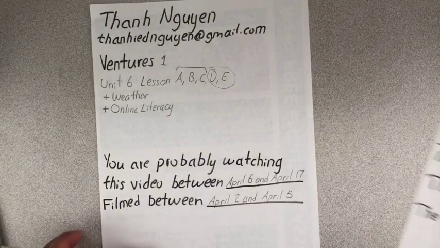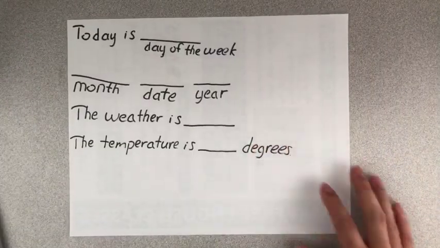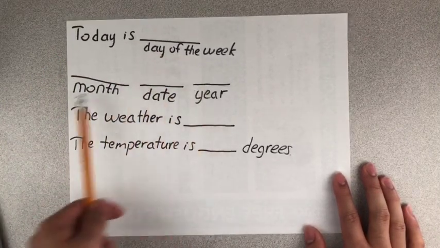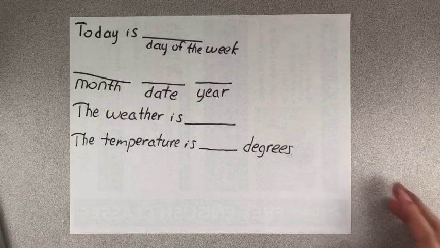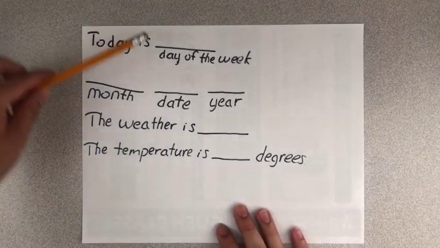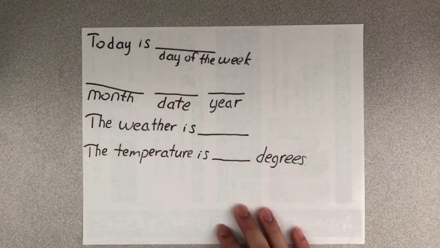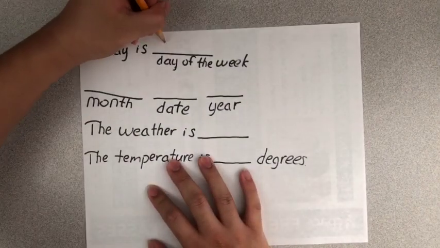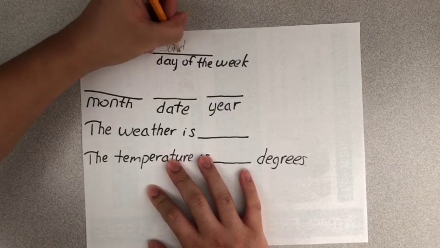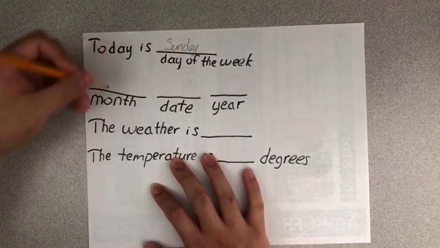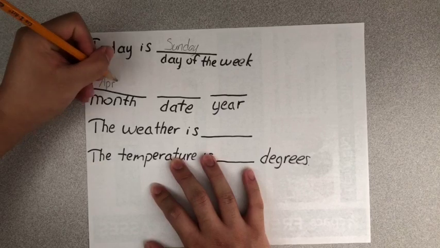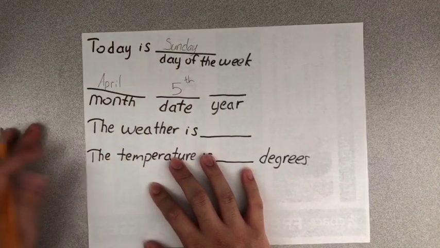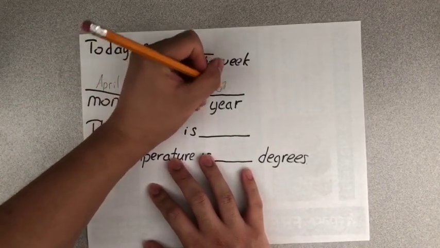So let's start with the warm-up for today. I want you to do the day of the week, the date, the weather, and the temperature. So you can stop the video and write in everything here. For me, today is Sunday. The month is April. The date is the 5th. The year, 2020.